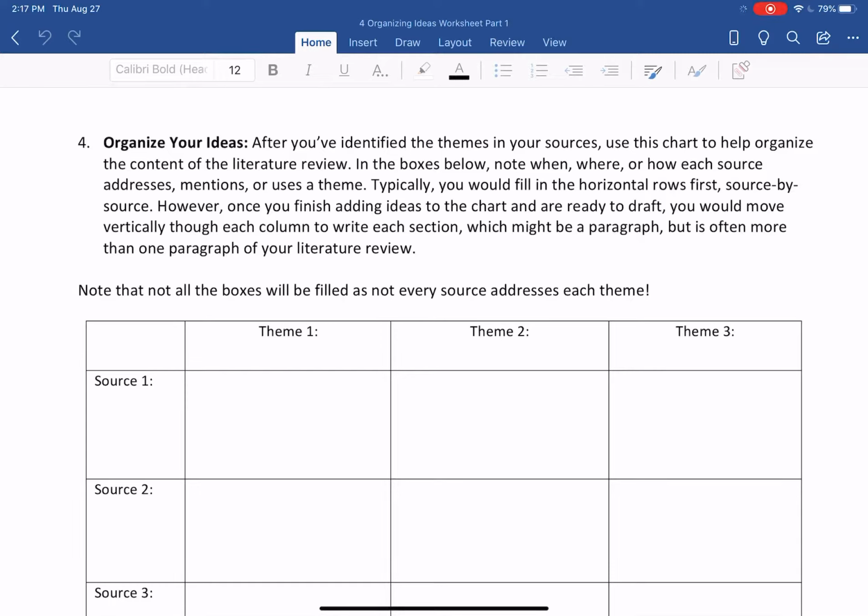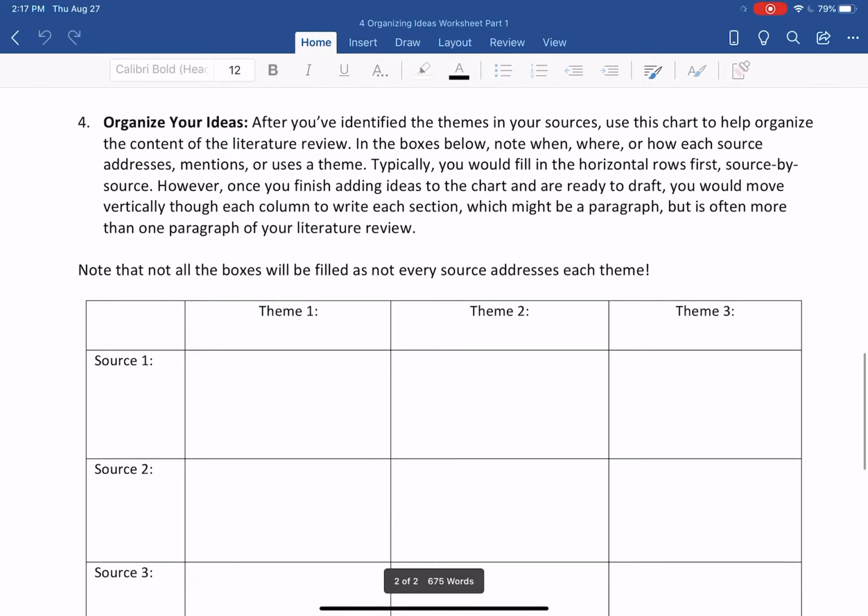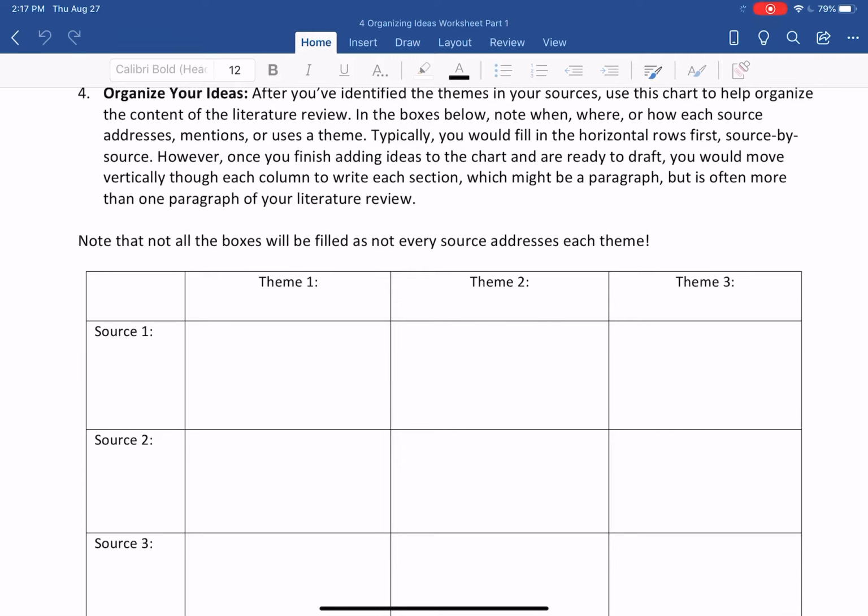of your literature review. So your assignment for this week is to really take some time to fill in this table below. I want you to identify some common themes and think about how each of your sources addresses or mentions a specific theme. Typically, you'd fill out the horizontal rows first, going source by source and identifying the themes. And then you'd move to each column and write about how each of your sources addresses one of your themes.